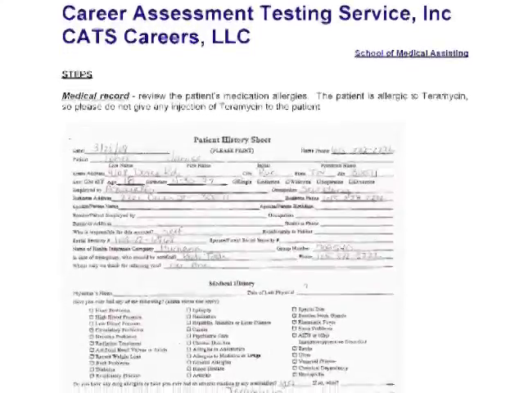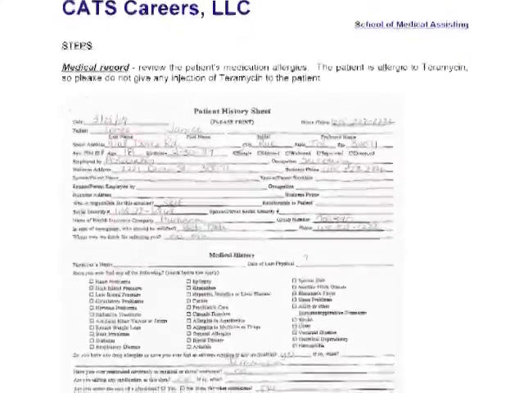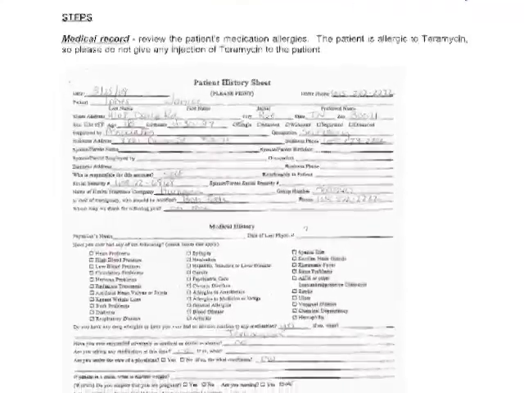Medical record. You want to review the patient's medication allergies. The patient is allergic to terramycin, so please do not give any injection of terramycin to the patient.